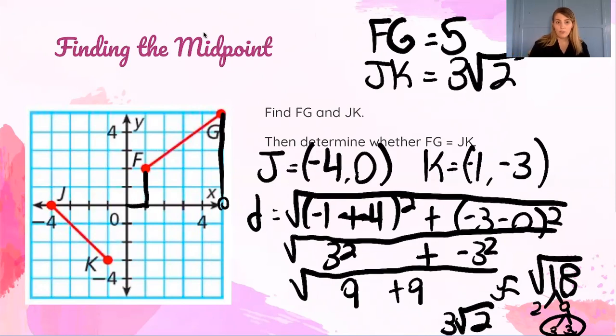After doing the distance formula, I can now see that 5 and 3 square root 2 are not the same value. So these two segments are not equal.